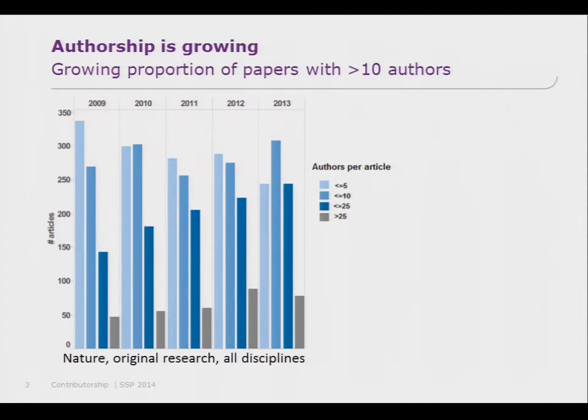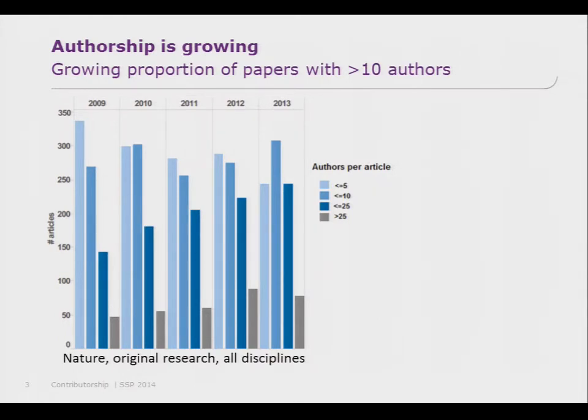So I have also my version of the authorship is growing slide, and this is just a slightly different presentation. I've segmented the number of authors per paper over the past 5 years, and you see that the light blue bars represent papers with less than or equal to 5 authors per paper, and the dark blue side is from between 10 and 25 authors, and then the gray bars are over 25.